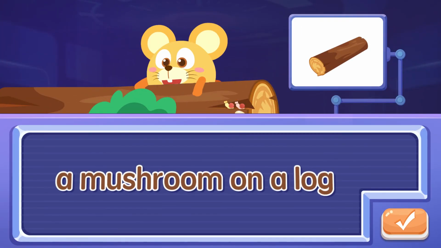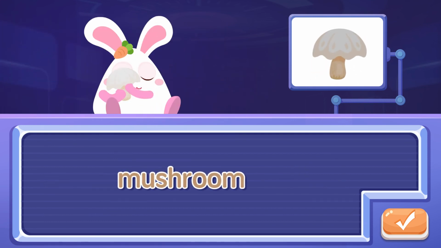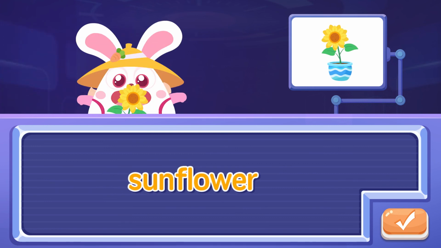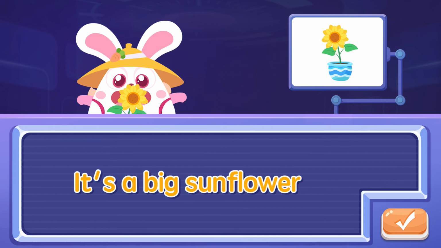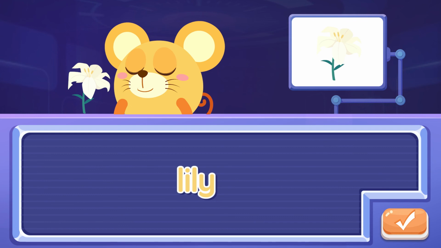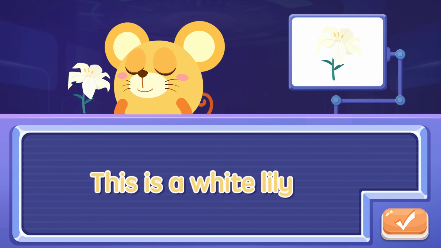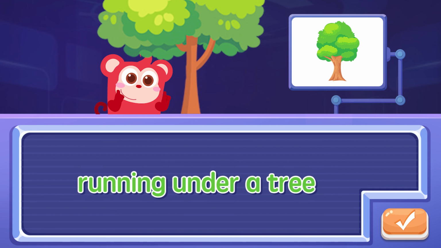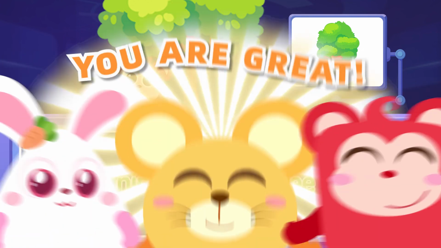Repeat after me. Log. A mushroom on a log. Mushroom. A mushroom on a tree. Sunflower. It's a big sunflower. Lily. This is a white lily. Tree. Running under a tree. You are great!